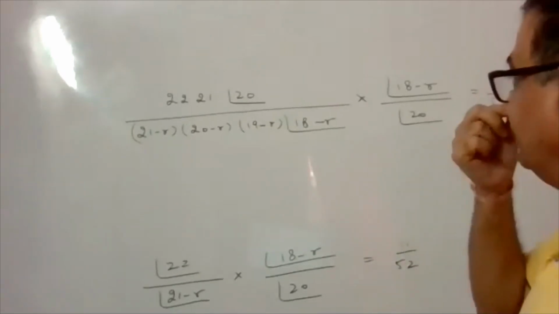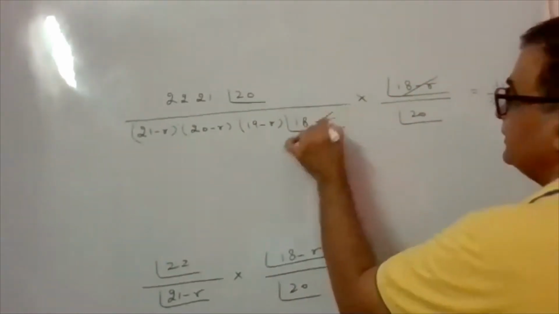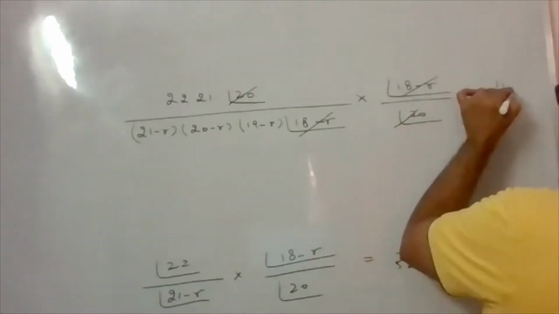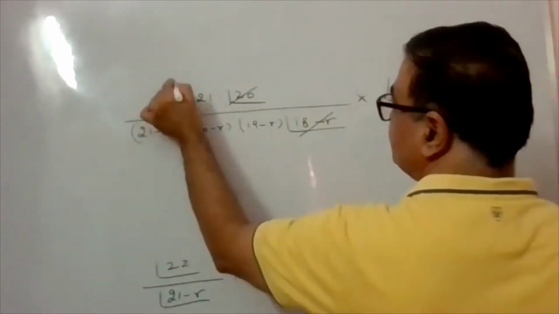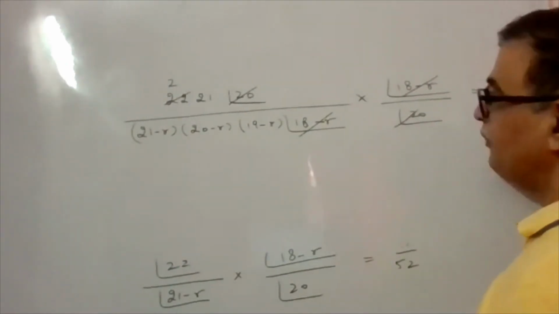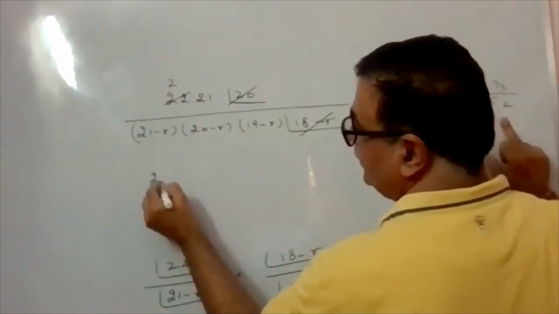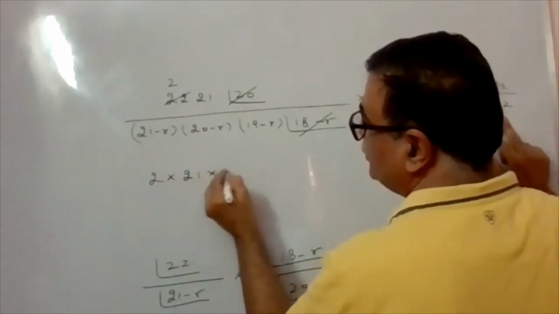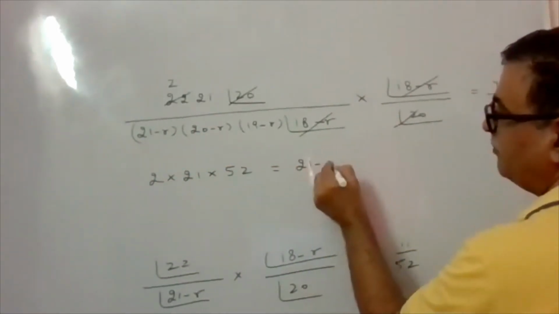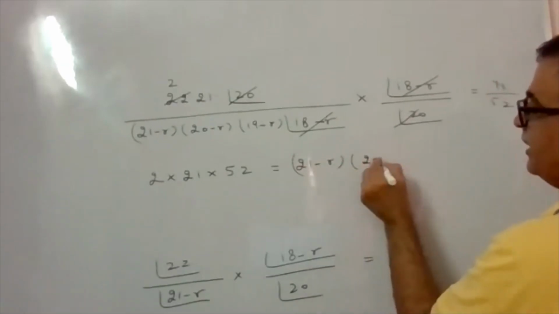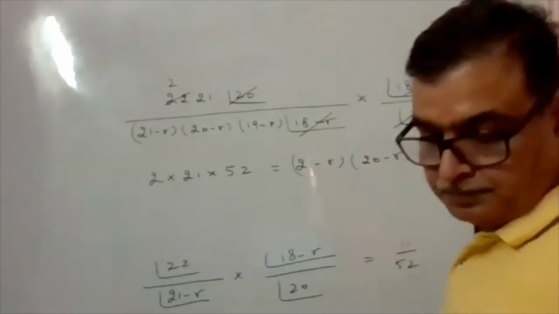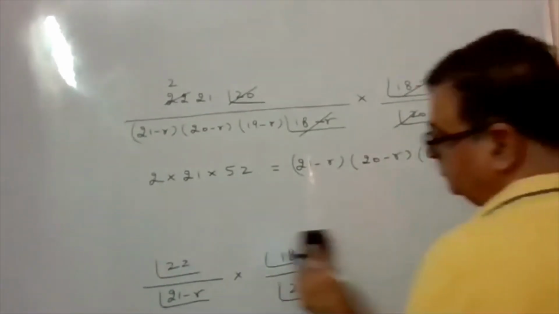Now certain terms cancel out, this is gone, this is gone. Okay, 11 two times. So R is 7. Now this 52 going this side, 2 into 21 into 52. And here I got 21 minus R, 20 minus R, and 19 minus R. 14 into 13 into 12.